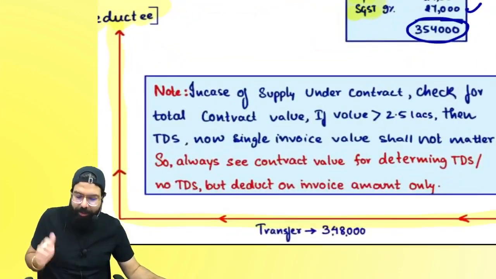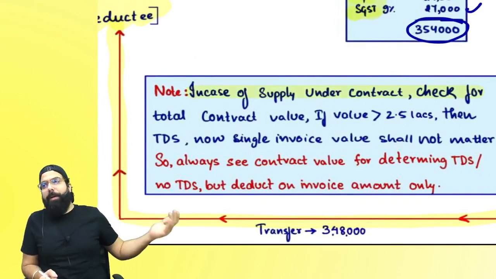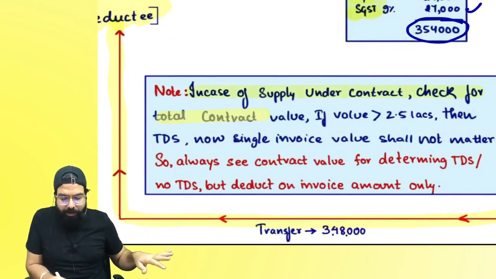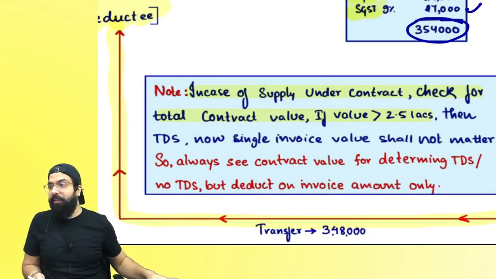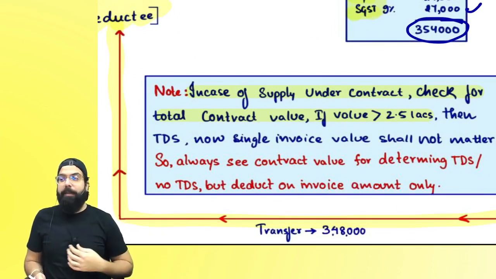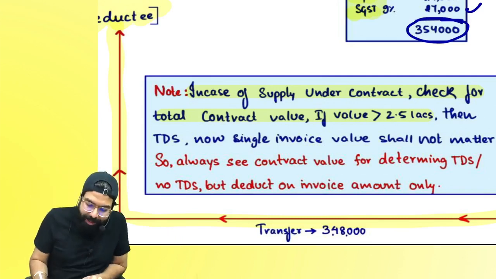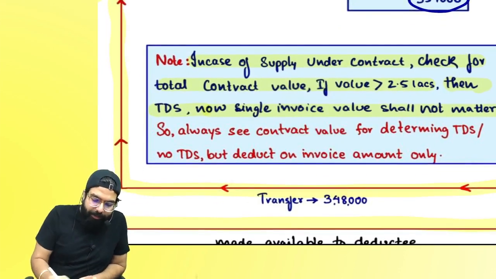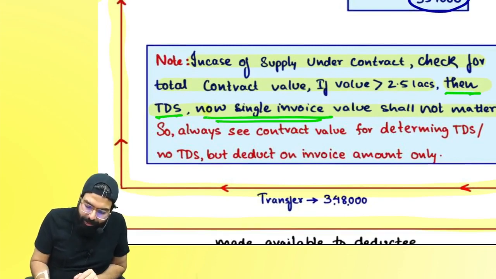Always remember one thing. In case of supply under a contract with a government department, where the contract value is greater than 2.5 lakh, in that scenario TDS will come on every invoice, even if the value of supply per invoice might be less than 2.5 lakh. Now single invoice value shall not matter.